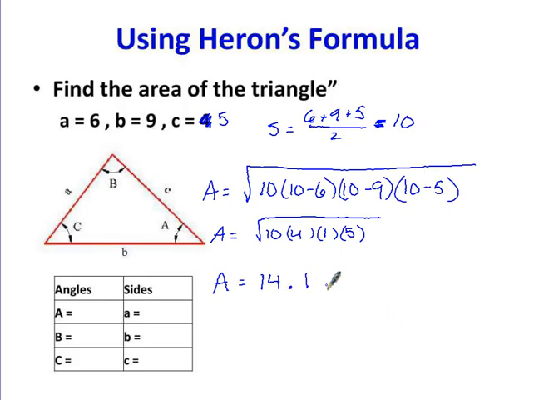14.1. Alright, and because it's area, I need some units, and I'm not given units, so I'm just going to say units squared. So area is units squared. If you're given the lengths of the sides in feet, it would be feet squared, meter squared, something like that. Don't forget units when you're finding area.